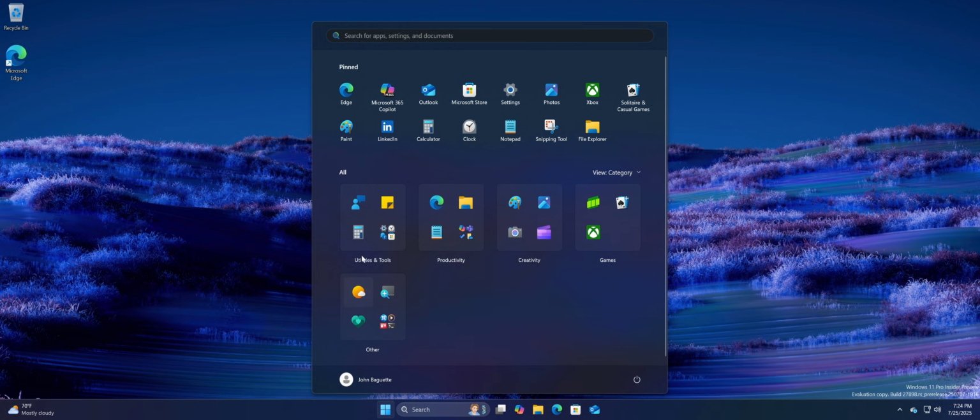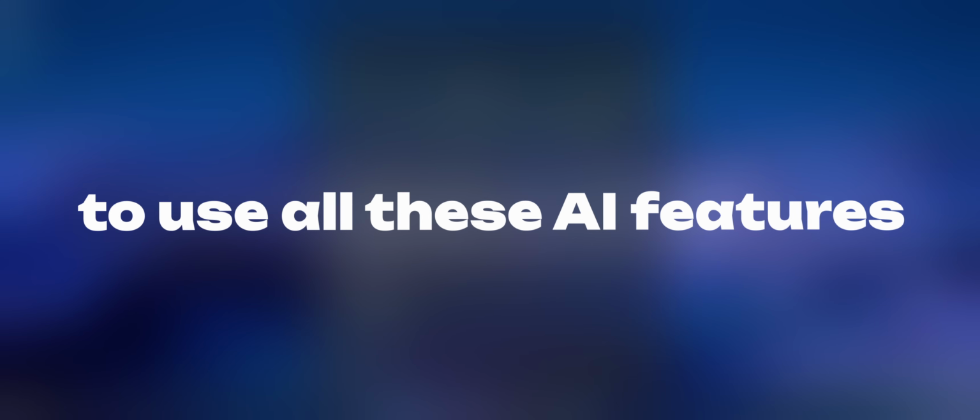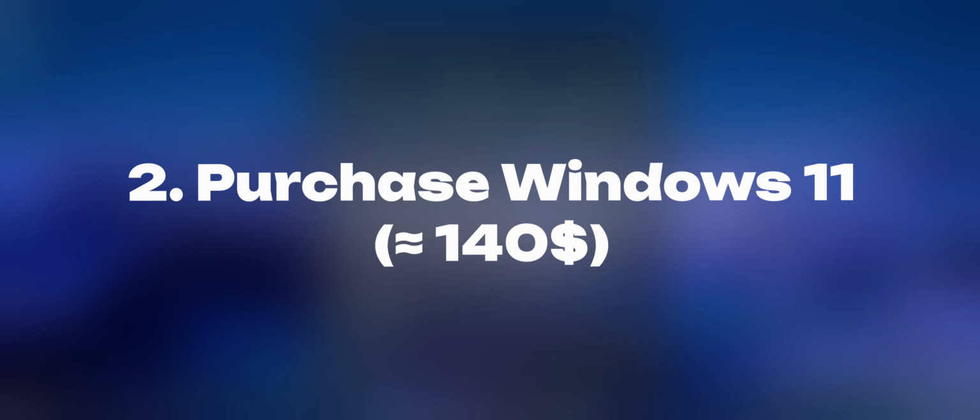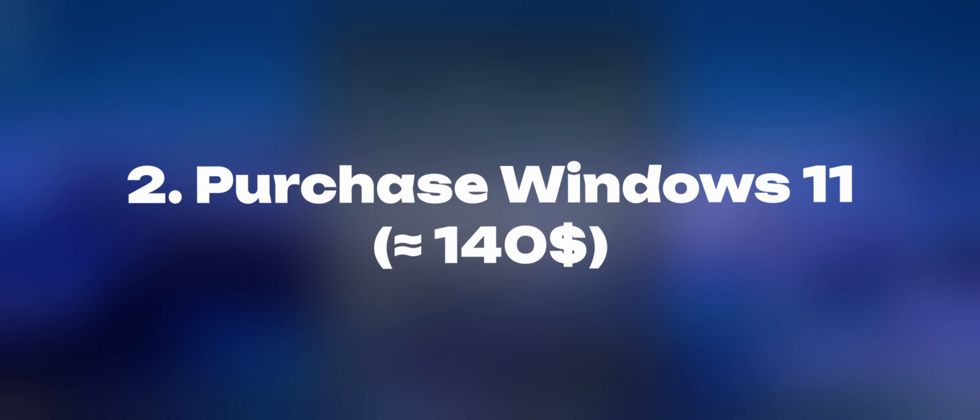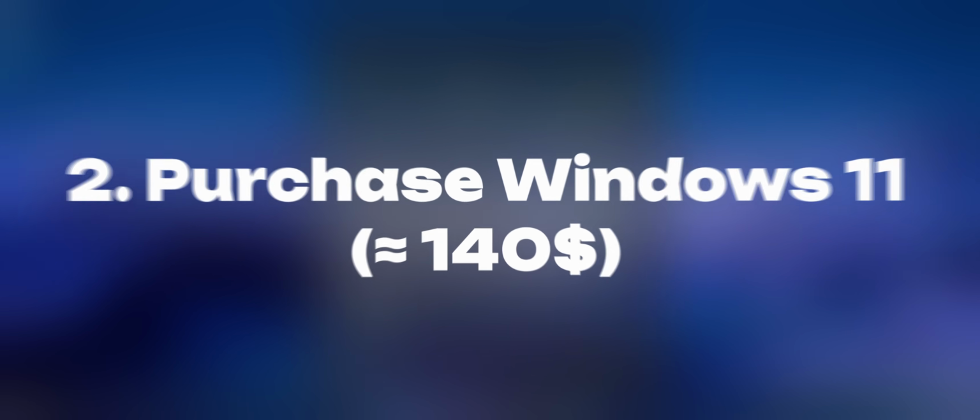Everything else is just endless, useless AI features. I'll briefly touch on them, though I can't demonstrate them myself. But here's the kicker. To actually use all these AI features, you'll need to write this down. First, buy a Copilot Plus PC, meaning severely limiting your hardware options. Second, purchase Windows, around $140 if you buy it officially from Microsoft.